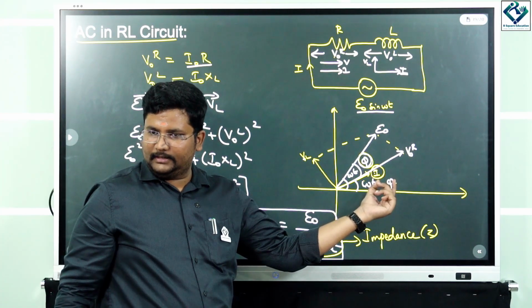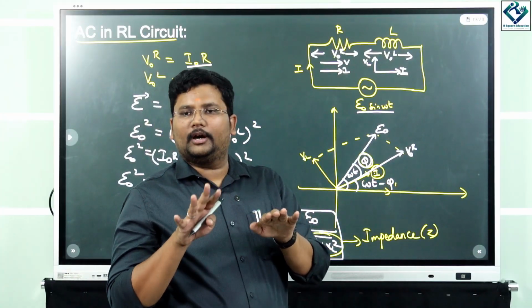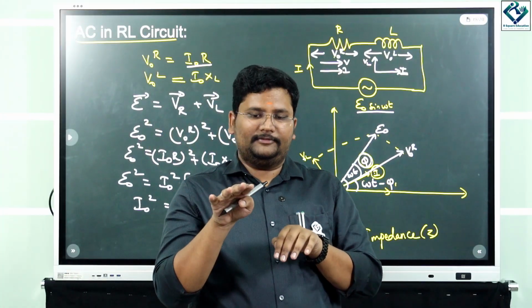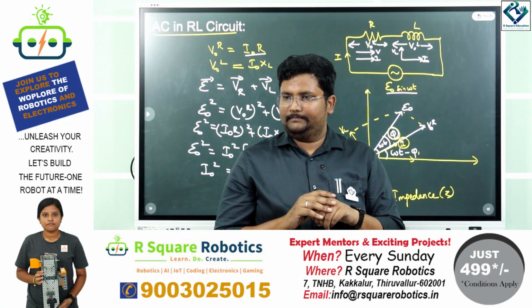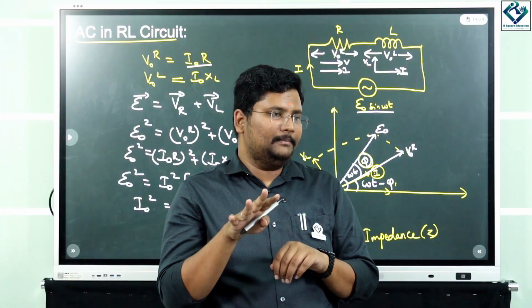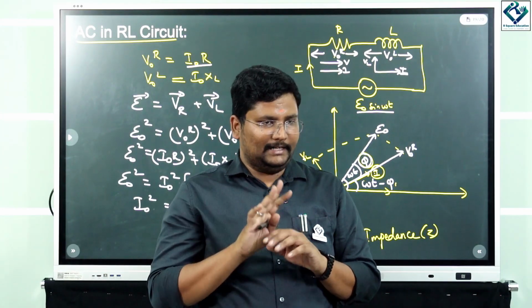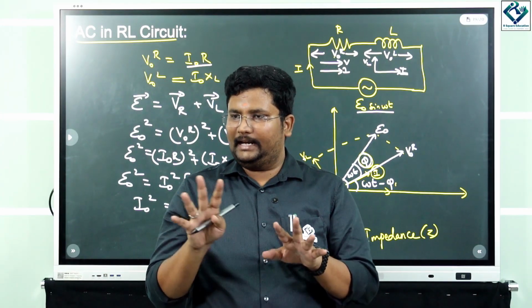So omega t minus phi means the phi angle is getting reduced, which means it's nothing but lagging, right? See, normally when you have a pure resistive circuit, the EMF and the current will be in phase. If you have a purely inductor circuit, the EMF will lead the current by 90 degrees, or the current will lag the EMF by 90 degrees.